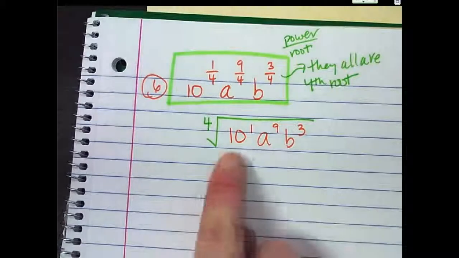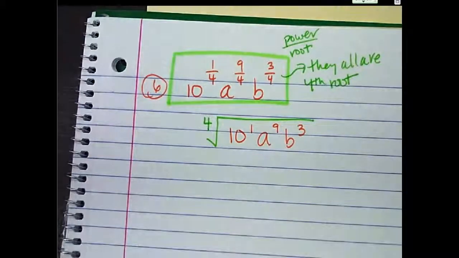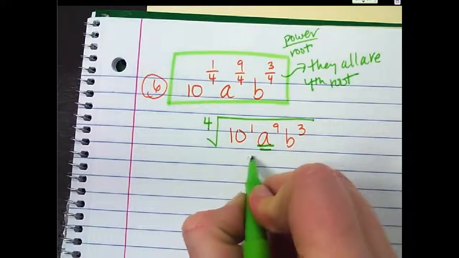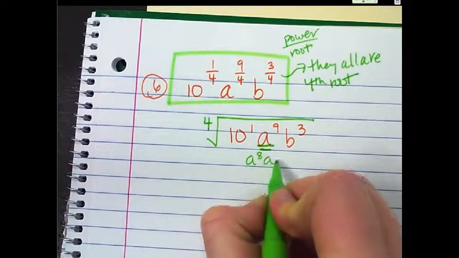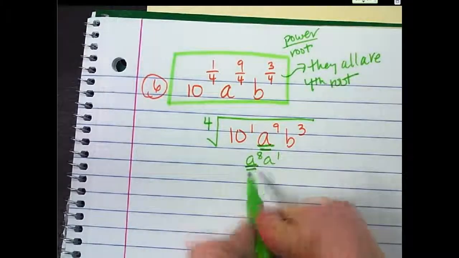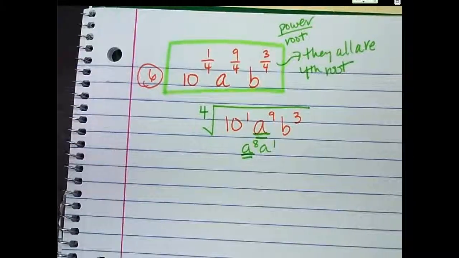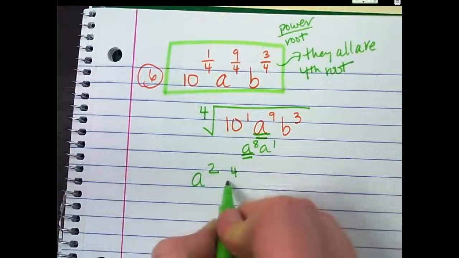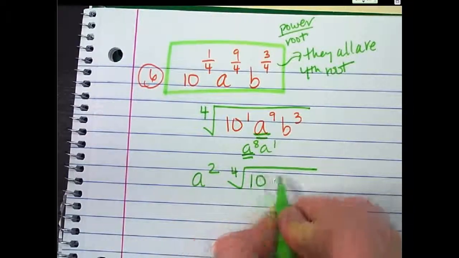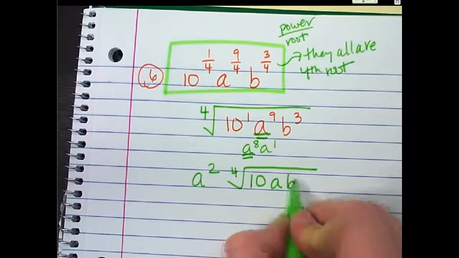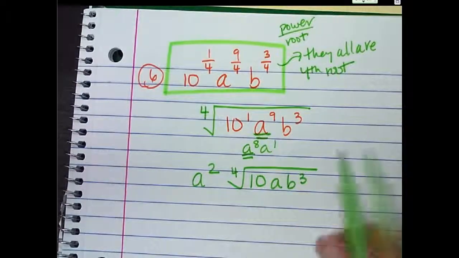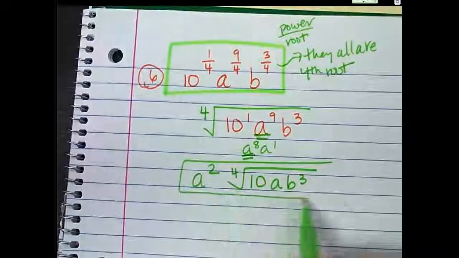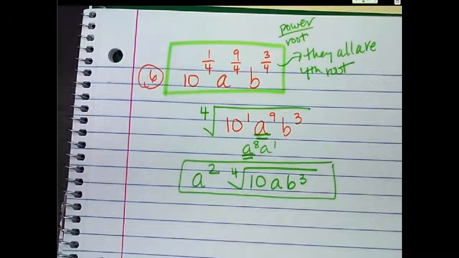Can I simplify any of those? Which one? Yeah, just the A. So if I break that down, it'll be A8 and A1. So really that's the only thing that can come out. So that'll be A2 on the outside, and then everything else stays on the inside. The 10, 1A, and 3 B's. That's it.